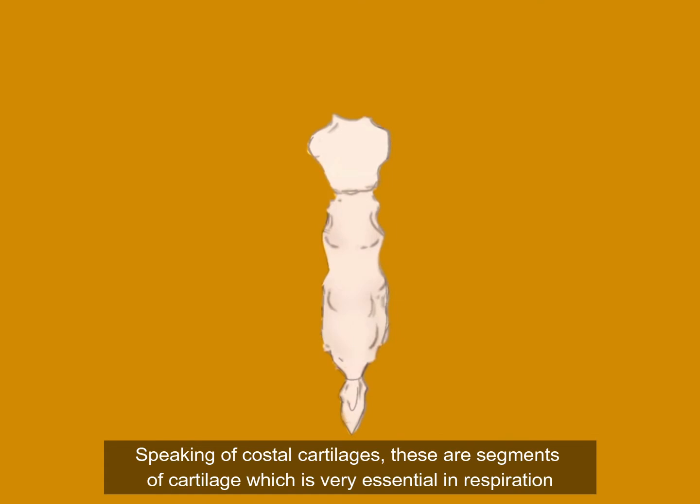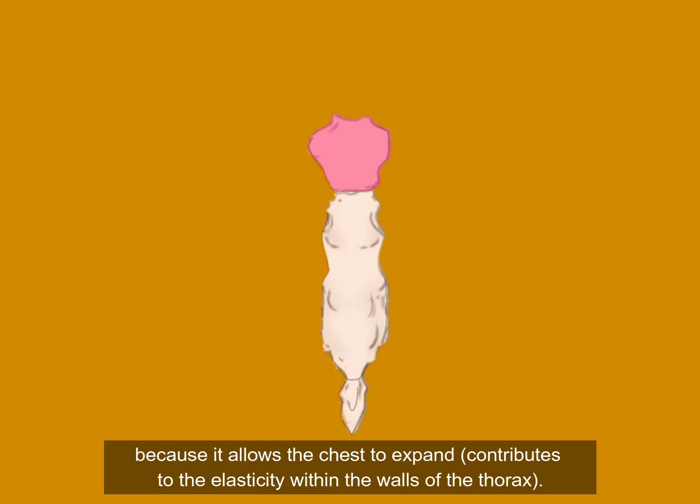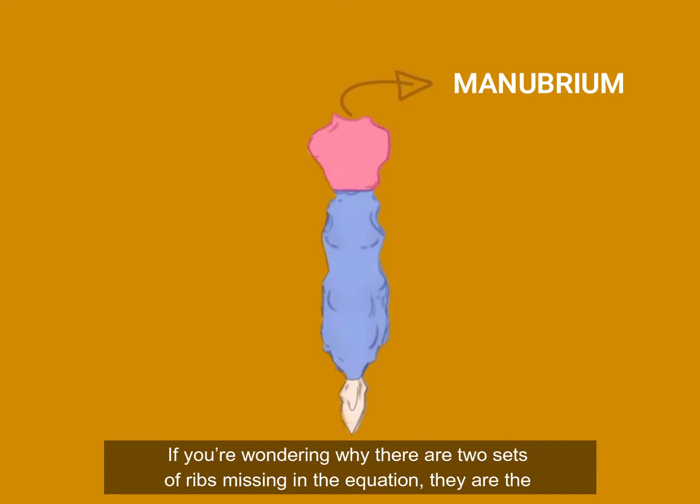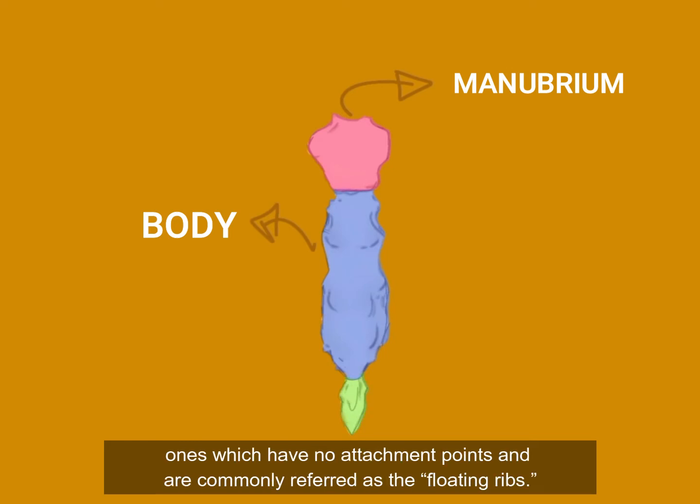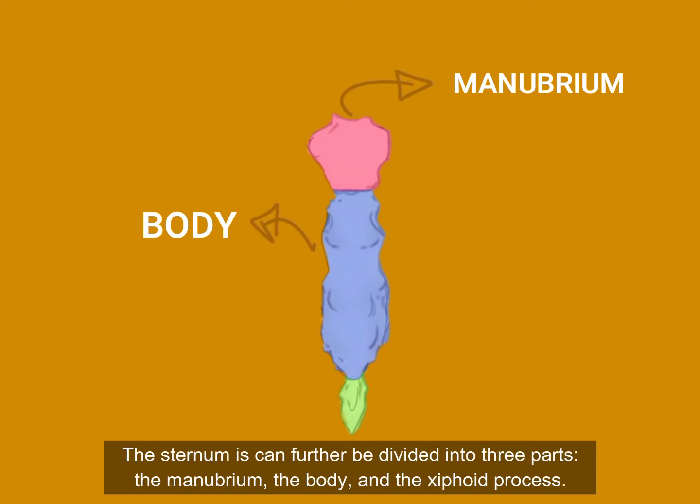Speaking of costal cartilages, these are segments of cartilage which is very essential in respiration because it allows the chest to expand, contributes to the elasticity within the walls of the thorax. If you're wondering why there are two sets of ribs missing in the equation, they are the ones which have no attachment points and are commonly referred to as the floating ribs. The sternum can further be divided into three parts: the manubrium, the body, and the xiphoid process.